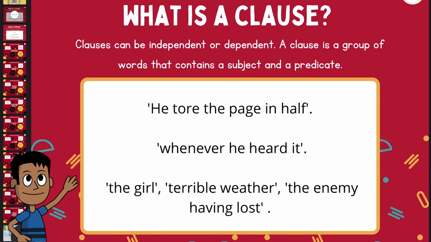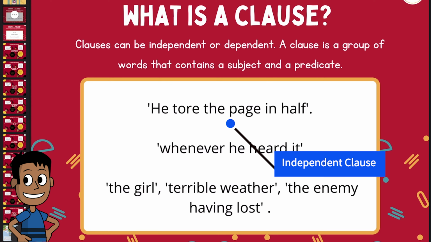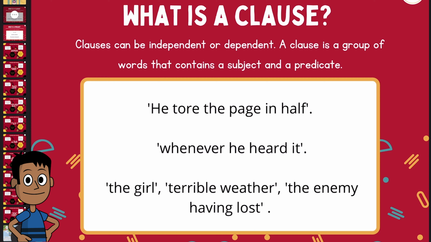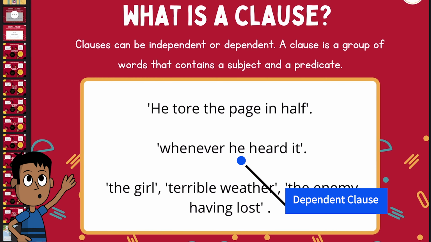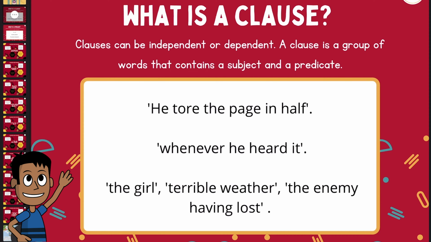So, a clause is a group of words that contains a subject and a predicate and is used as part of a sentence. An independent clause expresses a complete thought. For example, he tore the page in half. Thus, an independent clause could stand alone exactly like a sentence. On the other hand, whenever he heard it is a dependent clause because it cannot stand alone and it doesn't represent a complete thought.